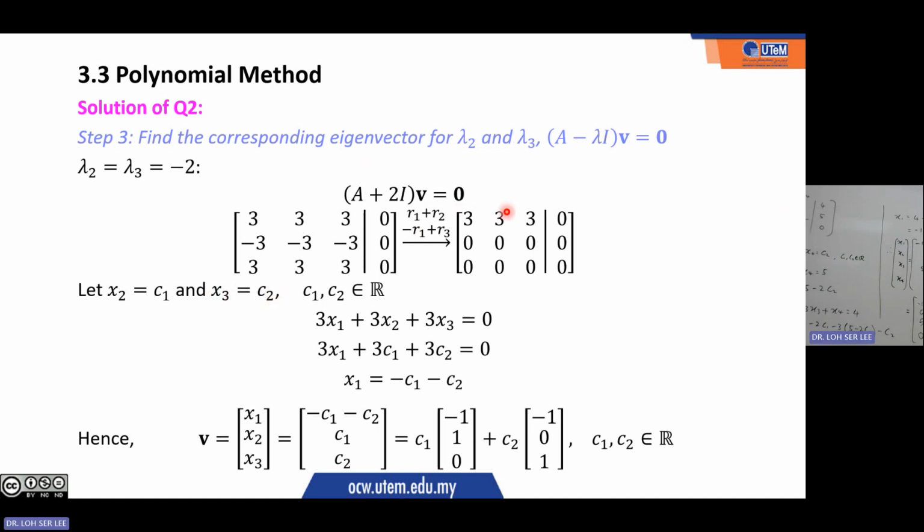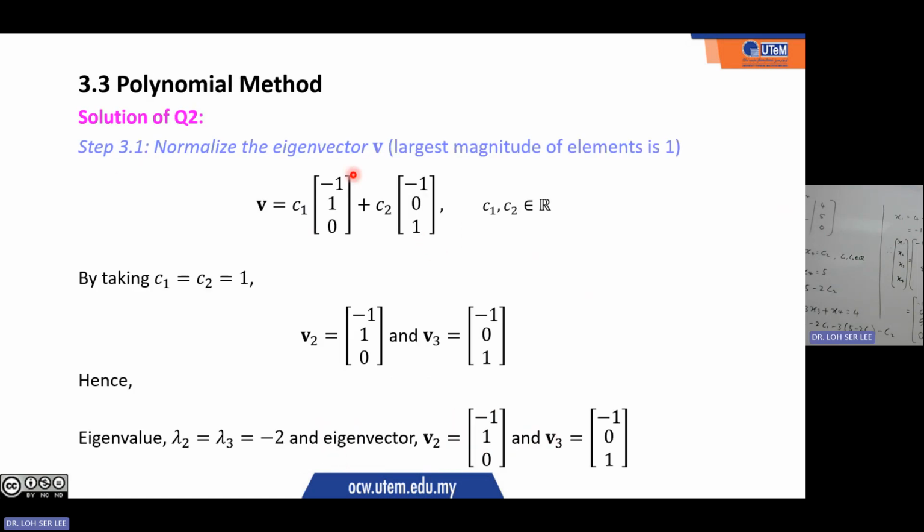Then from the first row, you come up with the equation, substitute X2 and X3, solve for X1, and put your X1, X2, X3 into a vector. Now you have C1 and C2, that's why you need to break this into 2, one for C1, another one for C2. So your V now is this.